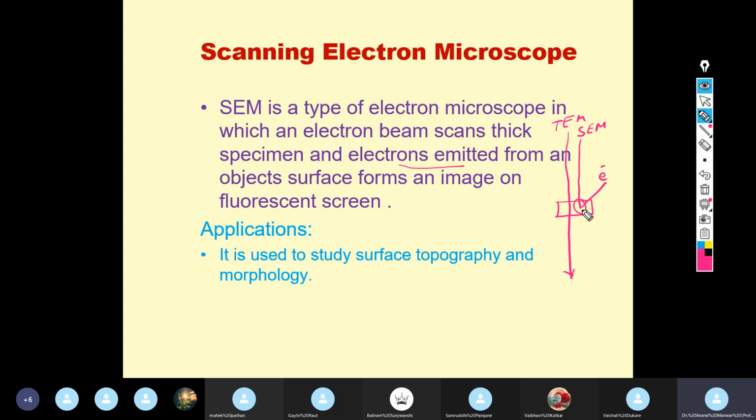These are called secondary electrons, and these secondary electrons which are emitted from the object surface are involved in the formation of an image on the fluorescent screen. So that is the major difference. Because of this part, it has a typical application. The major application of scanning electron microscopy is to study surface topography and morphology.